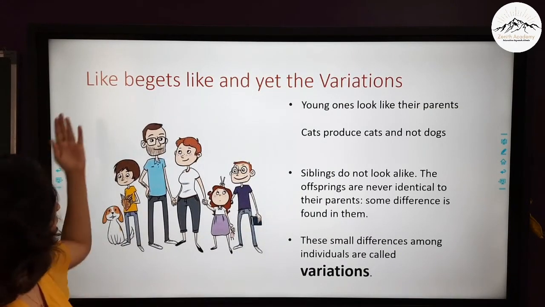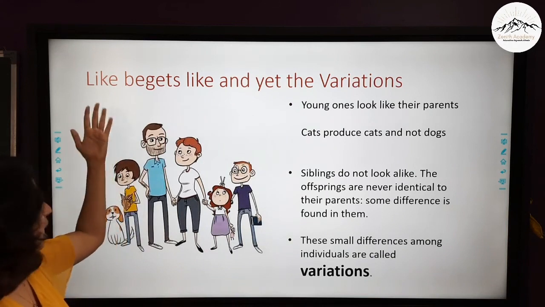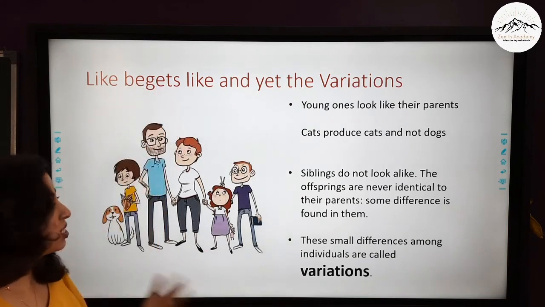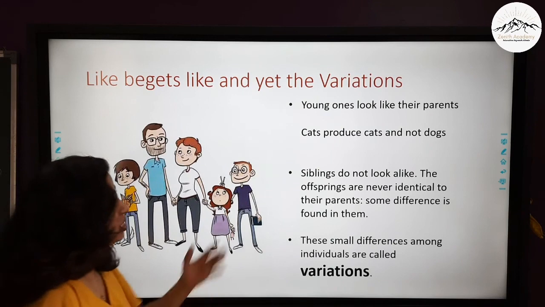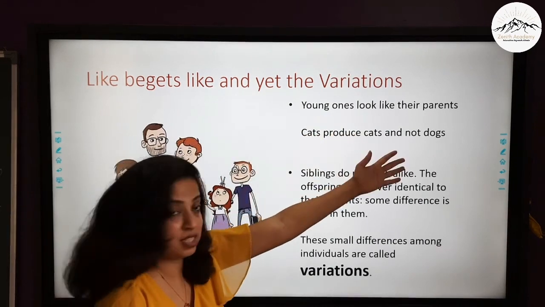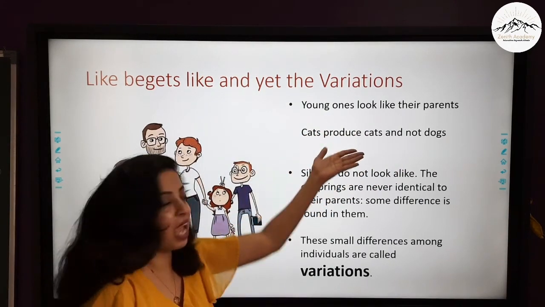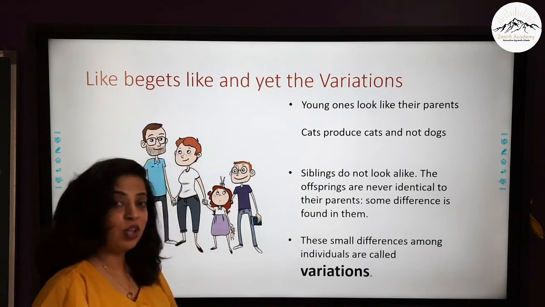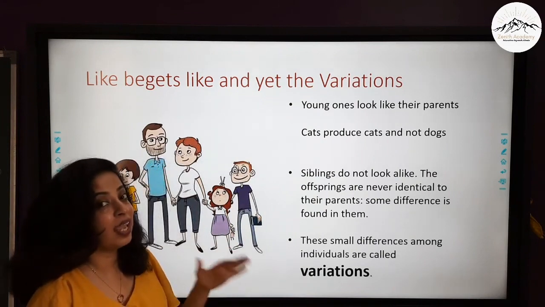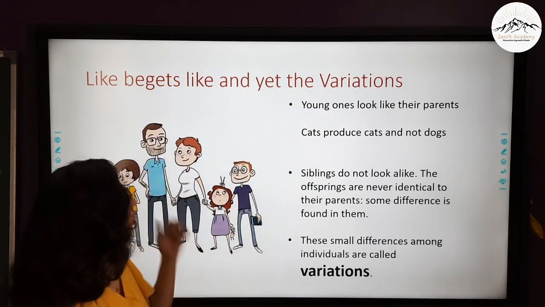Now children, this is a very important saying: like begets like. Now what does that mean, like begets like? It means that young ones look like their parents. Cats produce cats and not dogs. So the offspring look like their parents.